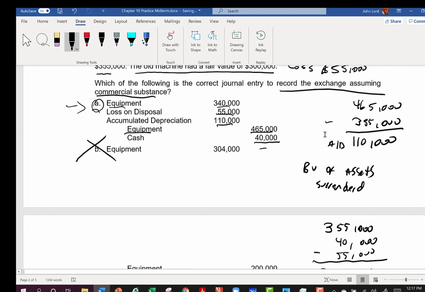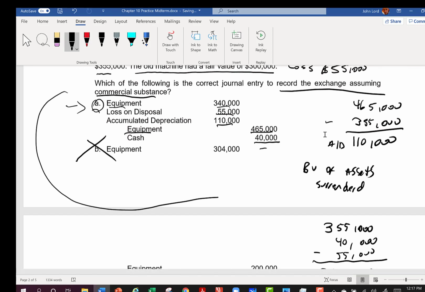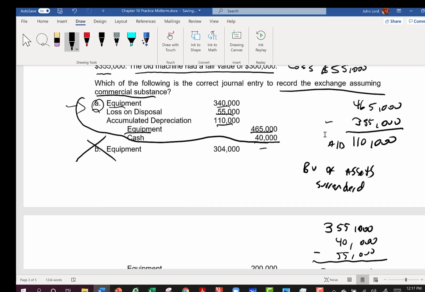Okay, so again, just going back to the test-taking technique aspect here, this answer right here, A was the right answer, and you kind of see how you don't have to sit there necessarily and go through every single step to be able to answer a question like this. You had to credit cash, you had to debit a loss, and you knew you had to take the old equipment off at what you originally purchased it for, and that was enough to be able to answer this question.